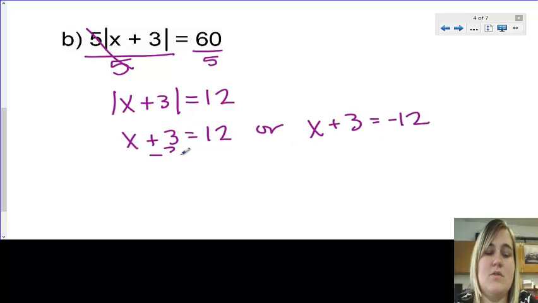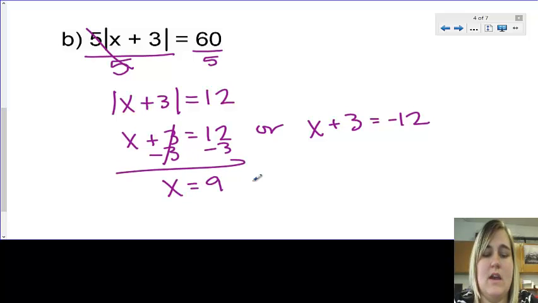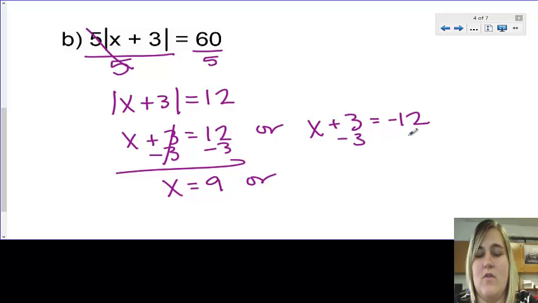Solve for x on both, so I'm going to subtract 3 from both sides. I get x is equal to 9, or if I subtract 3 over here, then I get x is equal to -15.